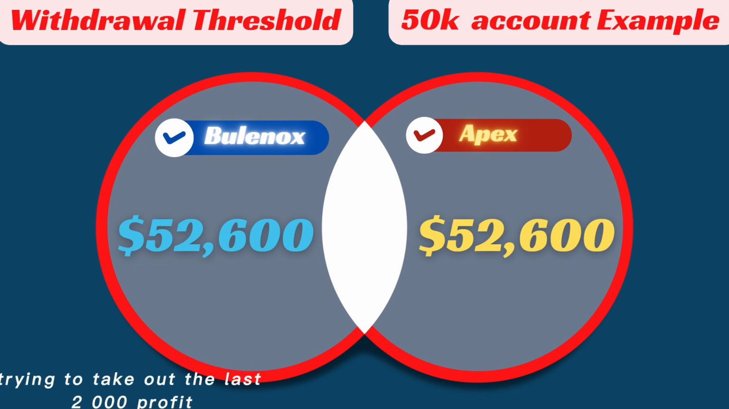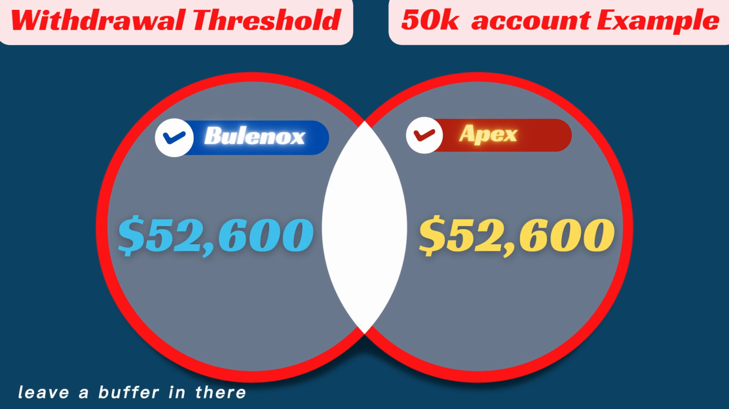You don't want to mess around and blow your account being greedy, trying to take out the last 2,000 in profit before your trailing drawdown. Leave a buffer in there so you trade for the long term, not for the short term.